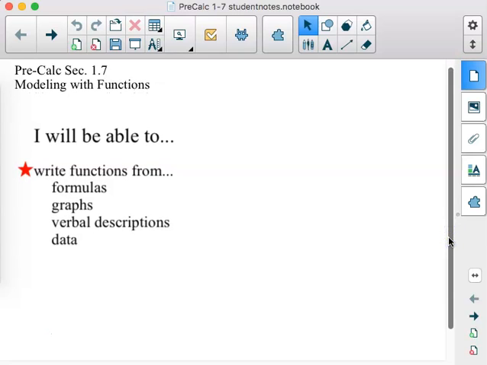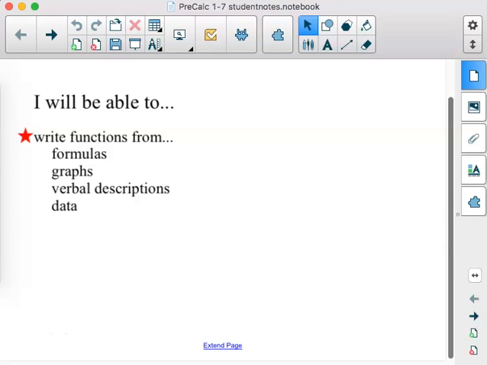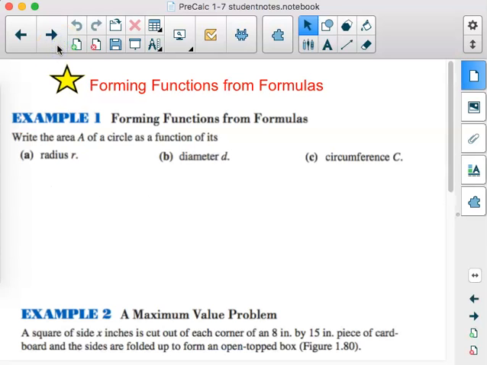So we will be able to, and this is from your yellow objective sheet as well, we want to write functions from formulas, graphs, verbal descriptions, and data. So we have a lot of different types of problems that we're going to take a peek at, and some are kind of a mix and match of those topics. So we have forming functions from formulas, which is one of the things we've already been working on.